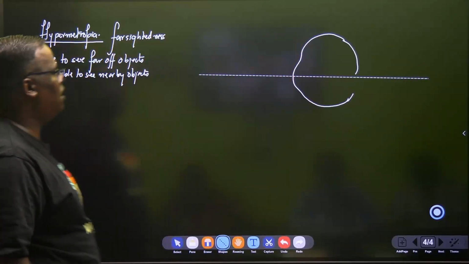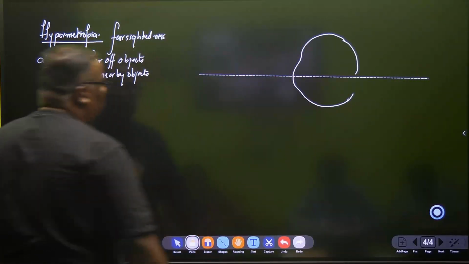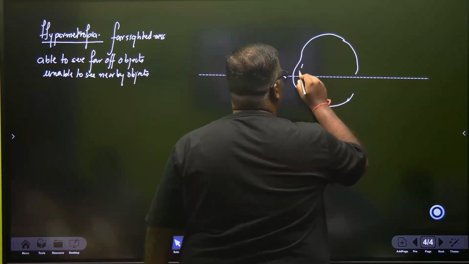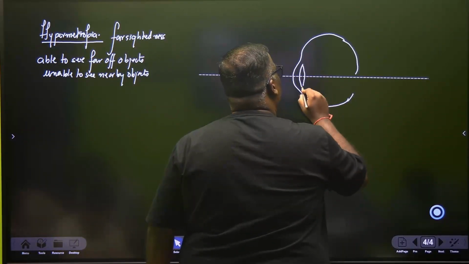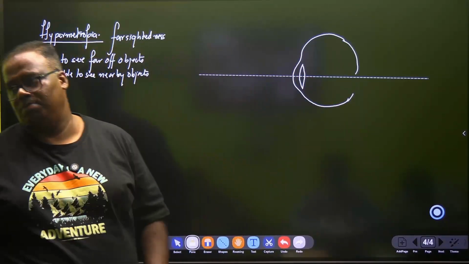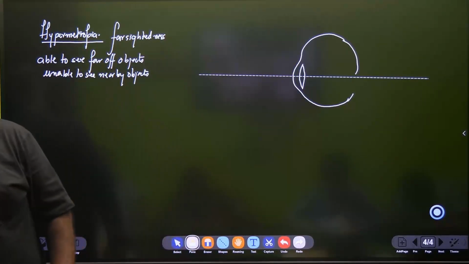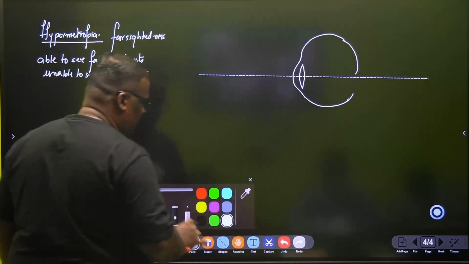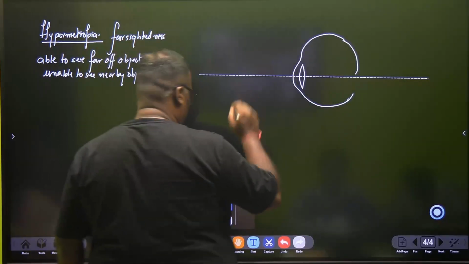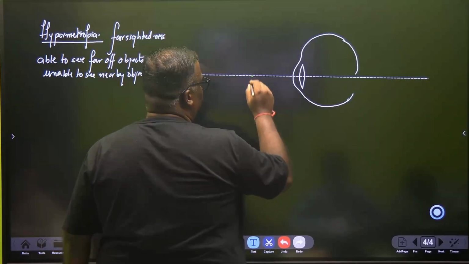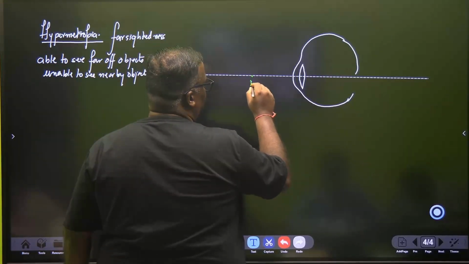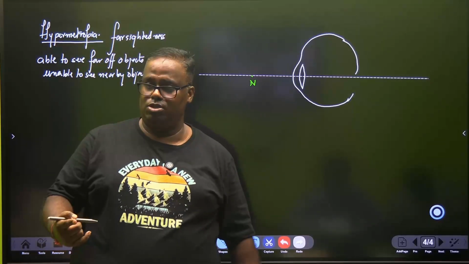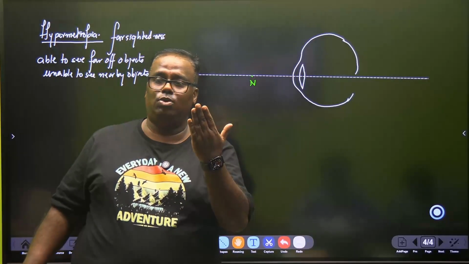Now this person has a weird problem. Like the other person's lens were more converged. Here the lens is more slender. Less convergence is happening. What is happening? Less convergence is happening, right? So let's take a nearby object. Let's first see his problem. Unable to see nearby means we will take the least distance of distinct vision, which is his near point, which is 25 centimeters. At 25 centimeters, you should be able to see. This person is unable to see at 25 centimeters.